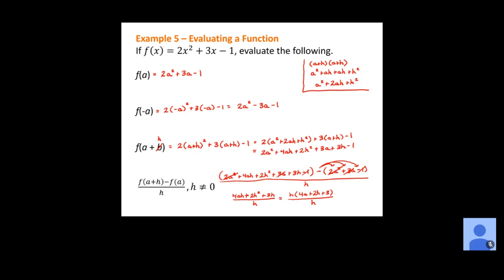And now because I have a common factor of h in the numerator and denominator, my h's are going to cancel. And so what's my final answer going to be this time? Exactly. 4a plus 2h plus 3. That's all we're going to have now for f of a plus h minus f of a, all over h.